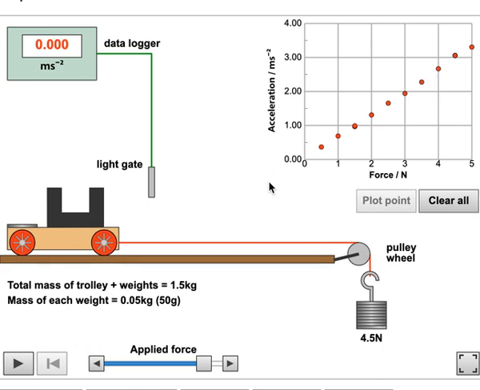So hopefully you'll be able to have a go at that experiment, but for now that's the lesson done on the Newton's second law required practical, the forces and acceleration one.